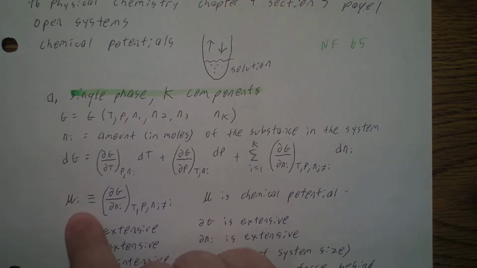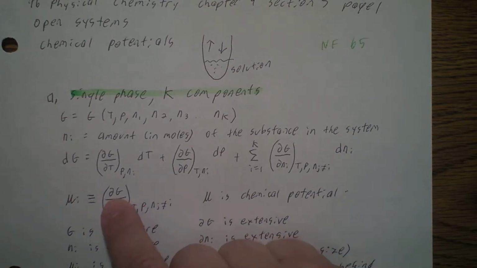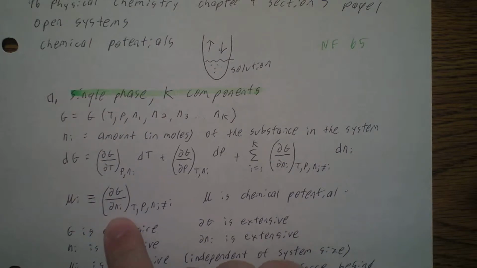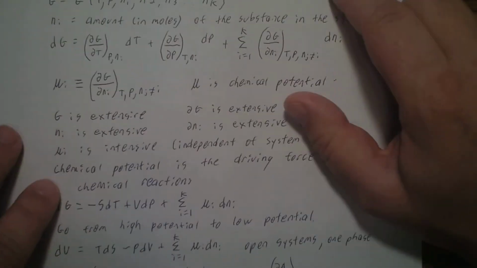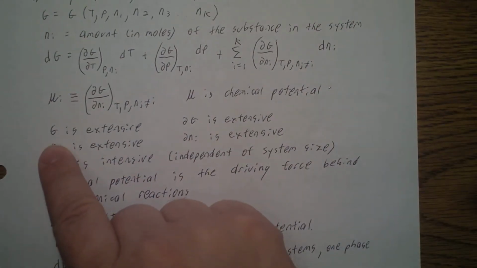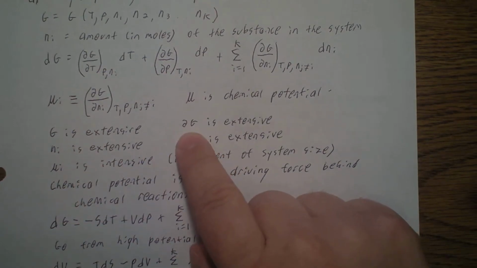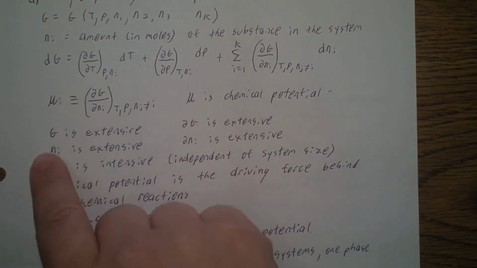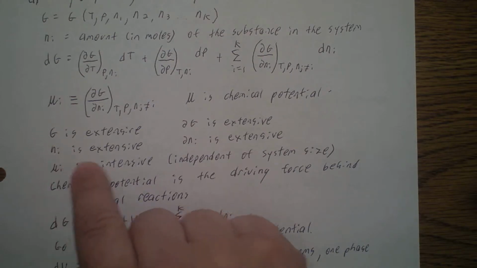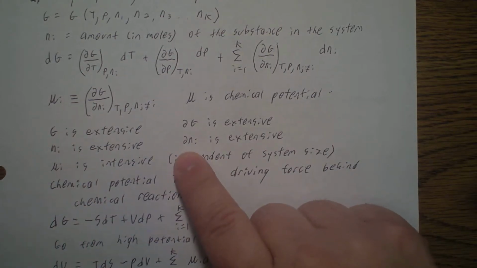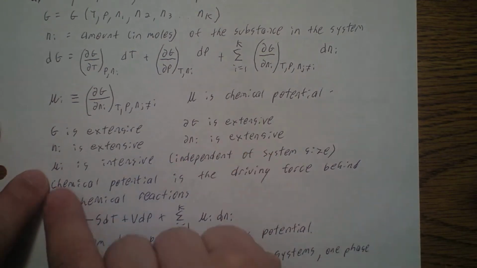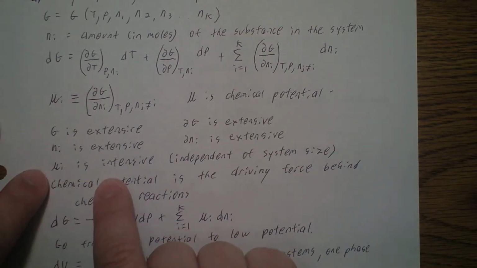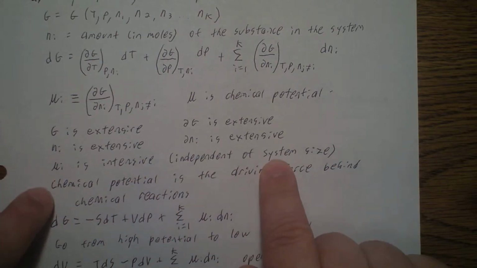Now we're going to define, remember, an equal sign with 3 lines means define or always equal to. So we're going to define mu sub i. We're going to call this the chemical potential. So the chemical potential is going to be the partial derivative of the Gibbs free energy with respect to the number of moles of substance i, holding temperature, pressure, and all other substances constant. Now remember, Gibbs free energy is extensive. So that means the partial derivative of Gibbs free energy is extensive. The number of moles of substance i is extensive, therefore the partial derivative with respect to the number of moles of substance i is extensive. But mu sub i is intensive. It is independent of the system size.